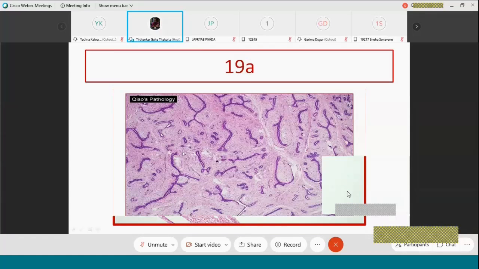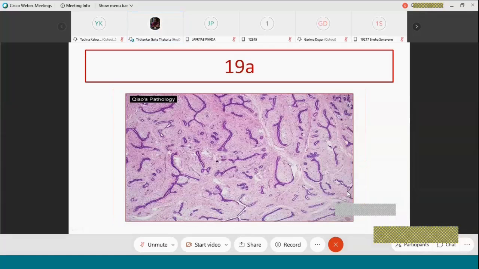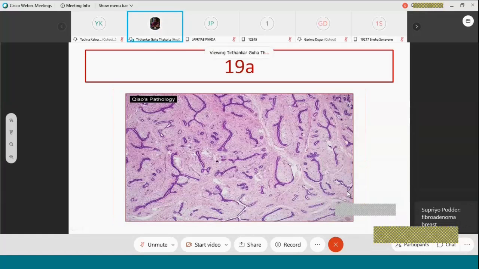What is this tumor? It's a very characteristic tumor having a collagenous stroma and glands. Some glands are compressed to form slits and some remain in circular form. Yes, wonderful. This is fibroadenoma of the breast.